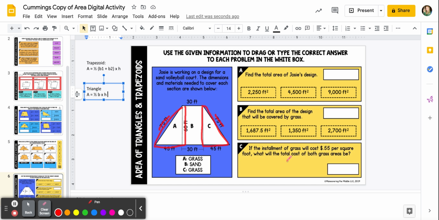Lastly, if the installment of grass will cost 55 cents per square foot, what will the total cost of both grass areas be? Whatever you get for this answer, you just multiply it by 0.55 and you type in your answer here. If you listen to this whole entire video, you should be getting all these answers right.